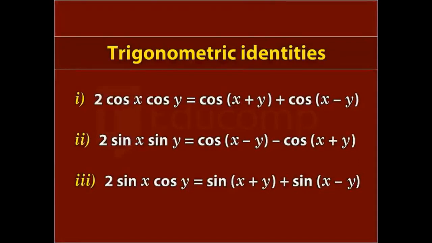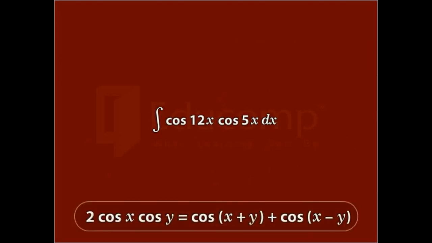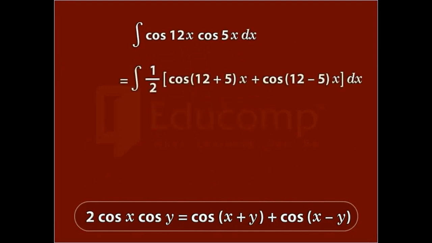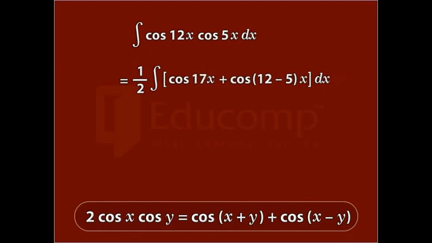Let us use these identities to find integrals. Suppose we need to find the integral of cosine of 12x into cosine of 5x. Apply this identity to express the given integral as half times the integral of cosine of 17x plus cosine of 7x.